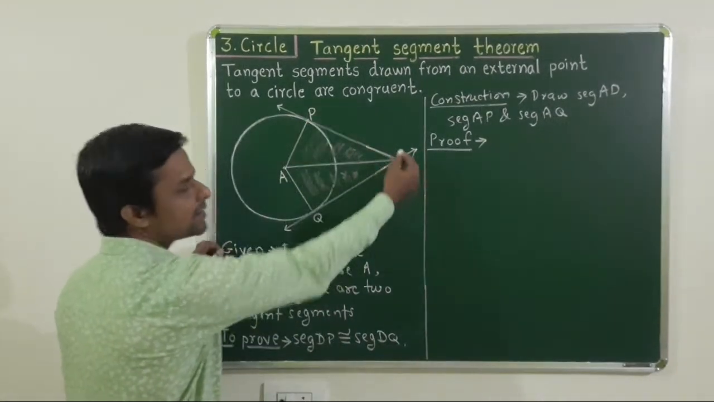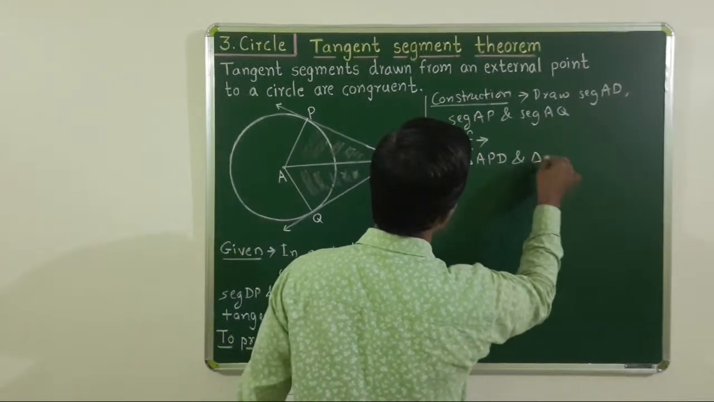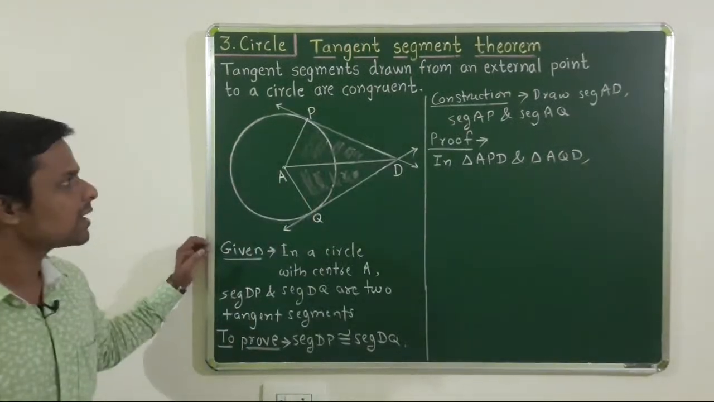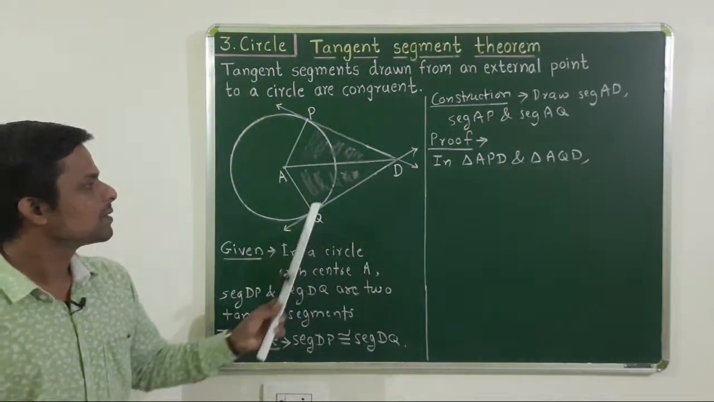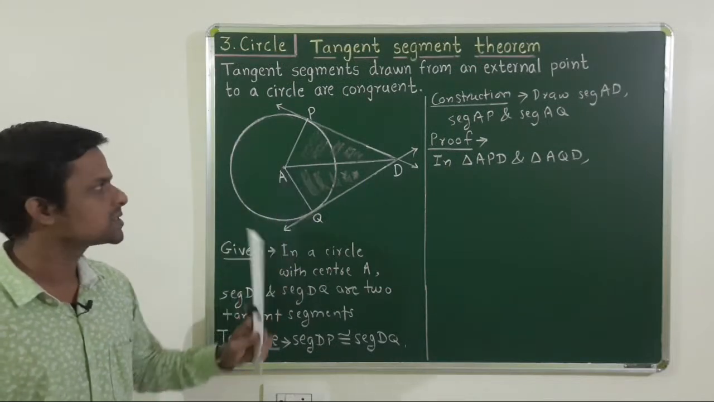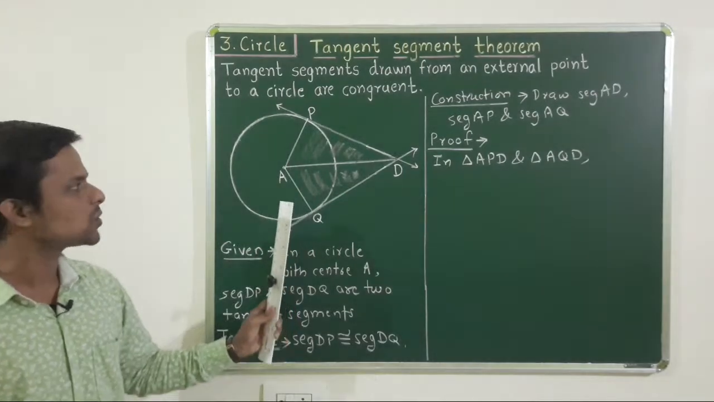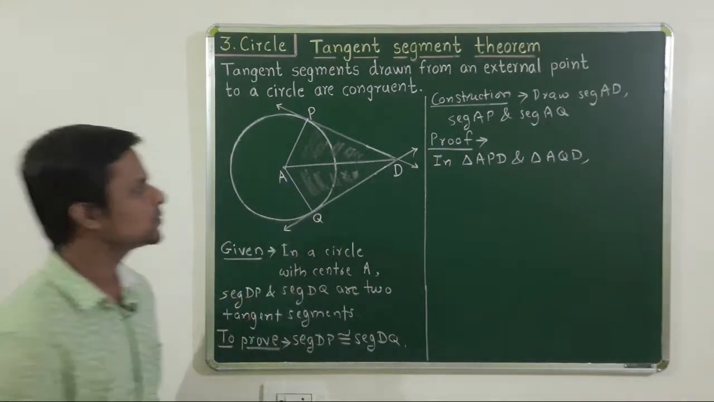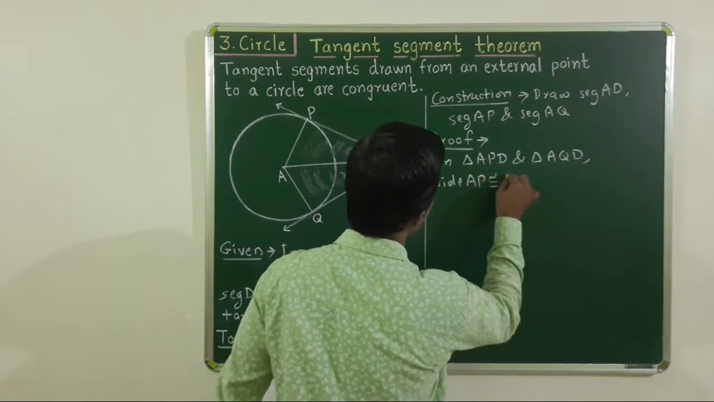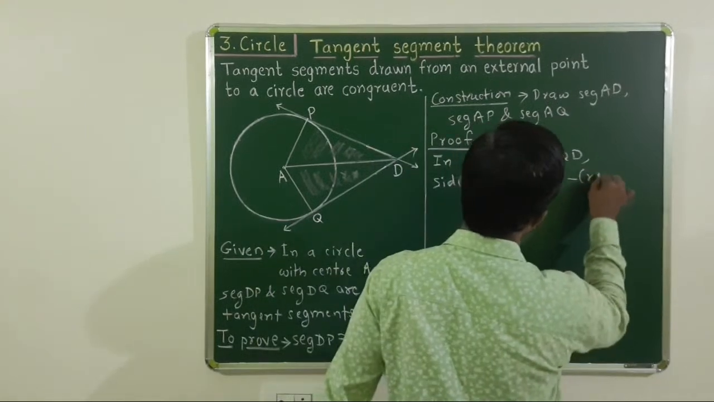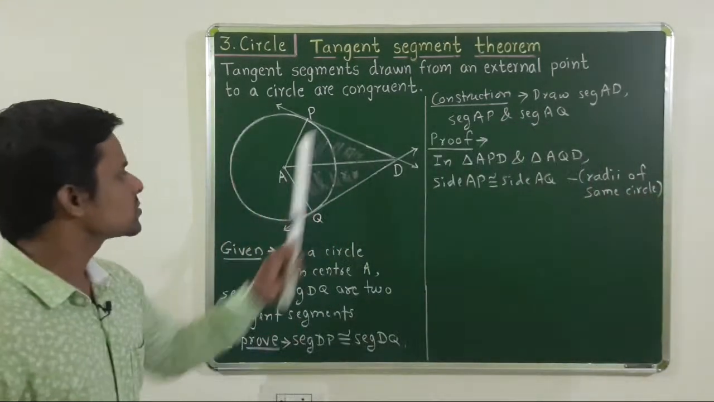Now in triangle APD and triangle AQD, what are the congruent parts in these two triangles? Observe AP and AQ, are these two congruent? For that, observe this circle, and point A is the center of the circle, therefore AP and AQ are two radii of the same circle, and radii of the same circle are always congruent. Therefore segment AP is congruent to segment AQ, reason: radii of the same circle.